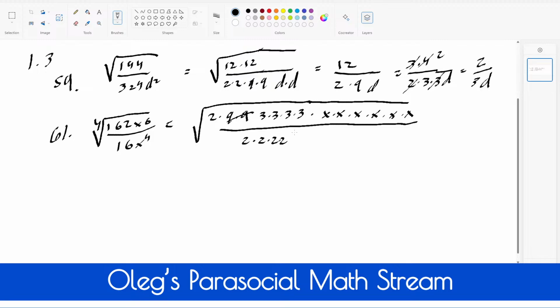So we have times x times x times x times x. Okay. Well, let's just scratch 4 of these here. And we're going to scratch 4 of these here. And then we can pull a 3 out, and we can pull a 2 out. So then we end up with 3/2 over the fourth root of 2x squared. Okay?